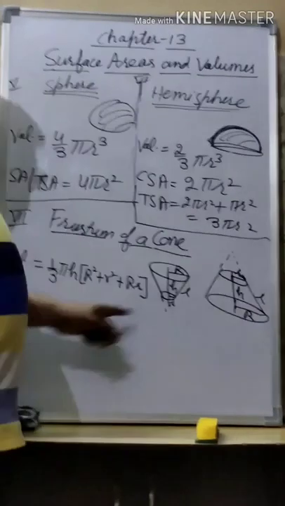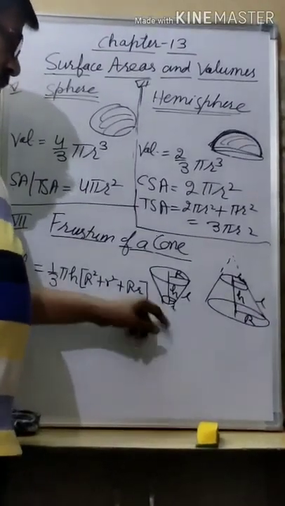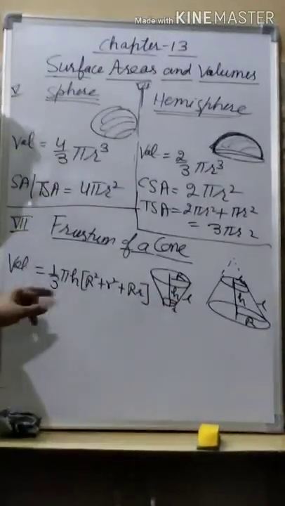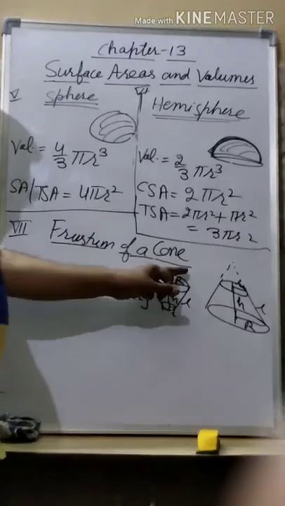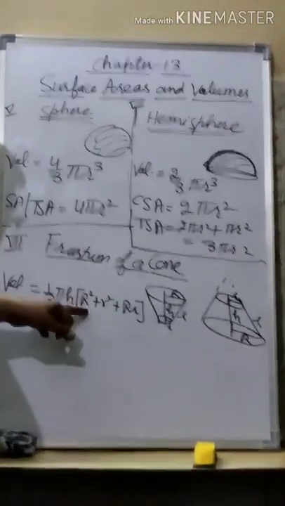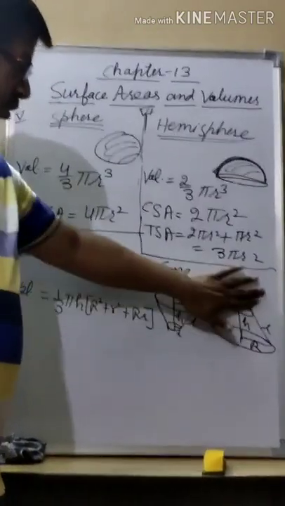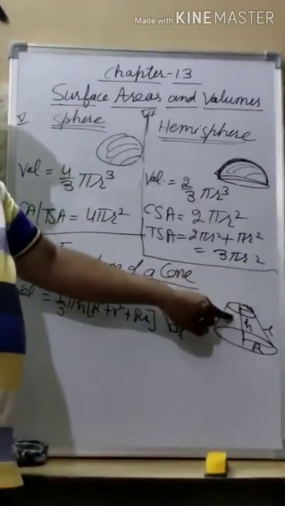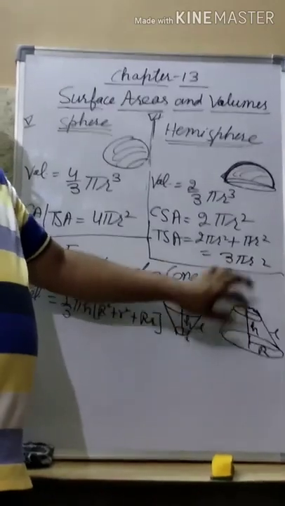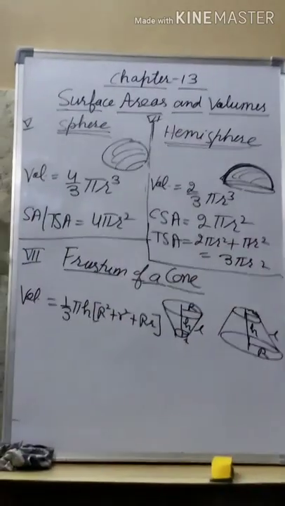So the volume of frustum of cone, you learn this: 1 by 3 pi h. Here h means the height of this frustum, not the cone. Only I explained this. What is frustum? It is a cut out part of the cone.